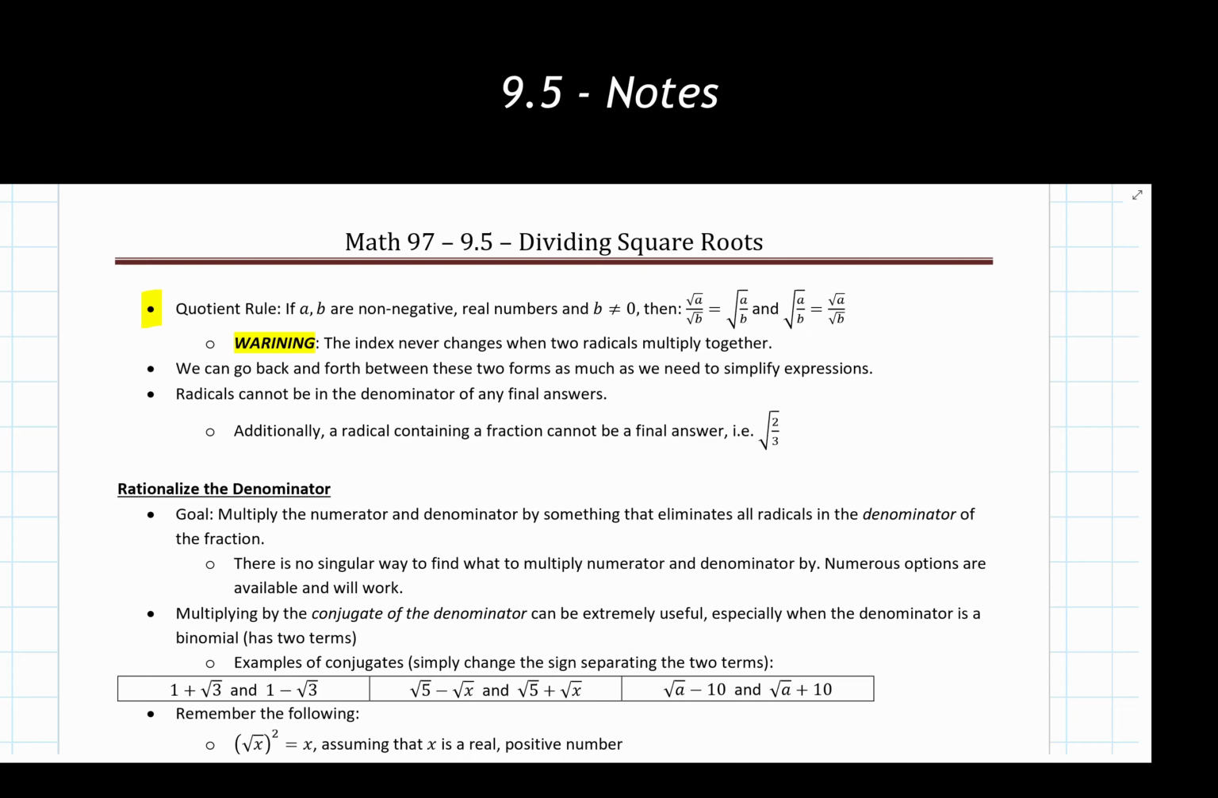Now it should be noted, as a reminder, the index absolutely never changes when two radicals are going to multiply together. This same thing is true for when we are dividing radicals together. The reason we mention this multiplication part, and this is worth putting some stars around, is because we are going to be bringing multiplication back into play in this section. So this is a bit of a reminder of stuff that we have seen previously and will be seeing in the future.